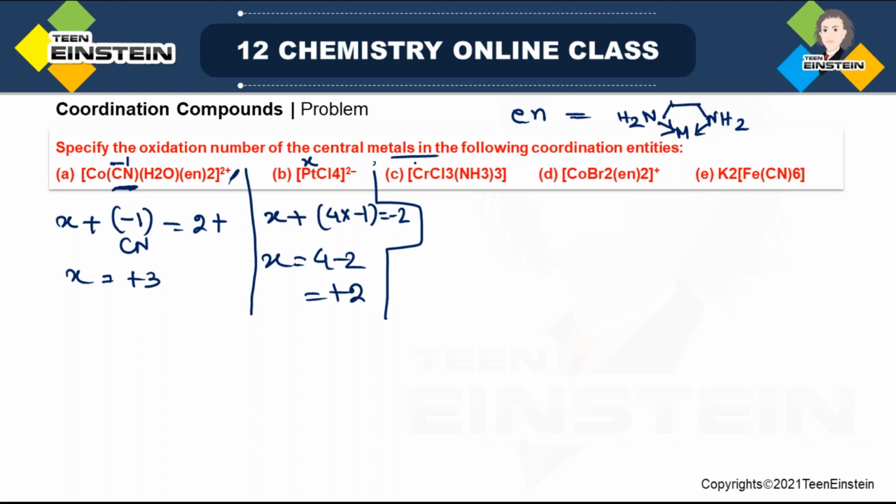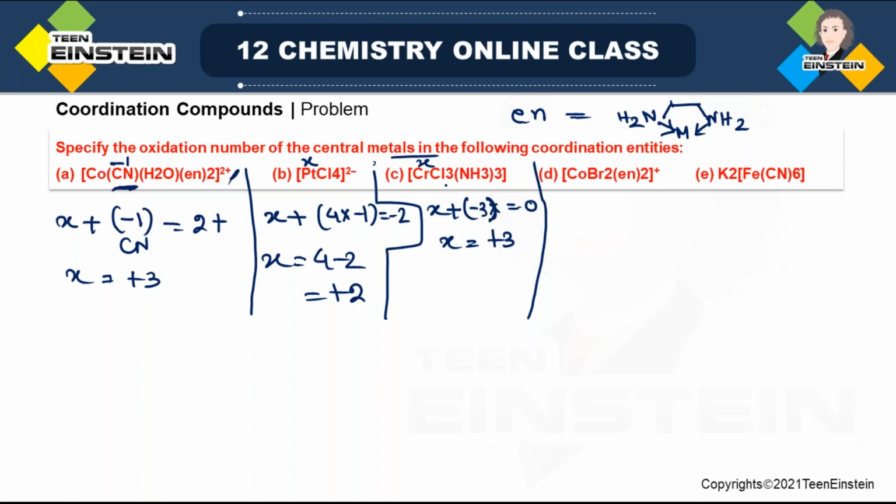Okay. Then for C, again X, 3Cl-. So X plus 3 into -1, sorry, it is actually -3. Ammonia is neutral. Overall there is no charge, so it is 0. That means X is +3. Okay. So the more you practice, you will see that you don't have to do all these calculations. Don't waste time doing all these calculations. Just looking at the complex, you can easily understand what the oxidation number will be.